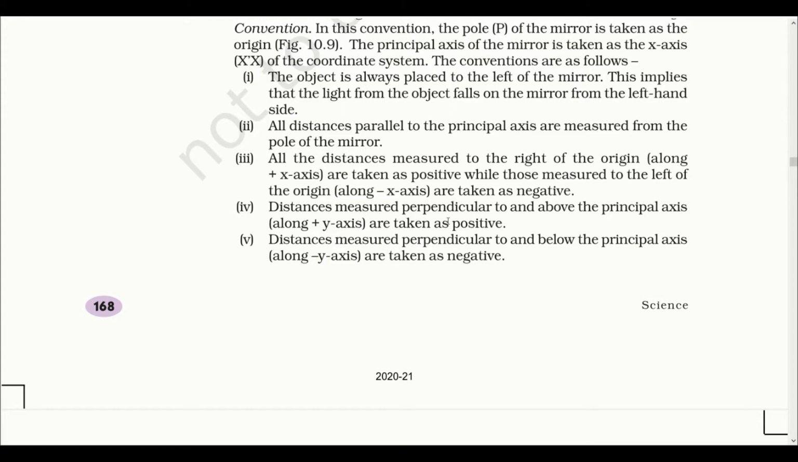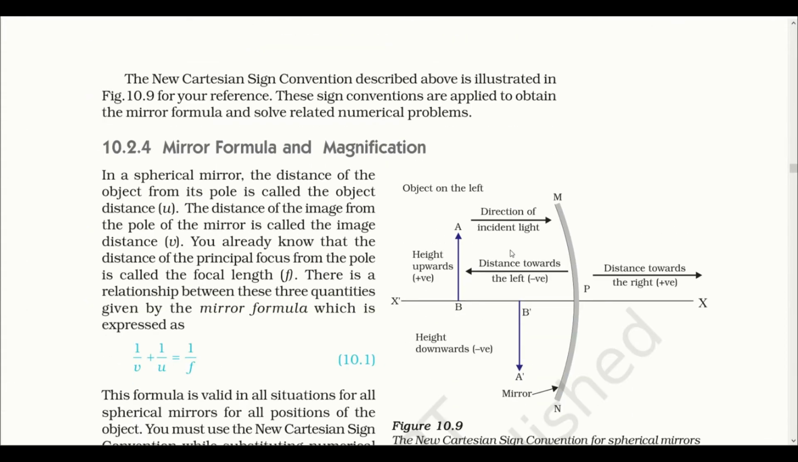Distance measured perpendicular to and above the principal axis are taken as positive. Distance measured perpendicular to and below the principal axis are taken as negative. Now let's go for mirror formula.